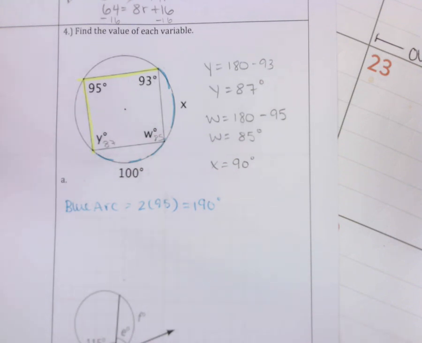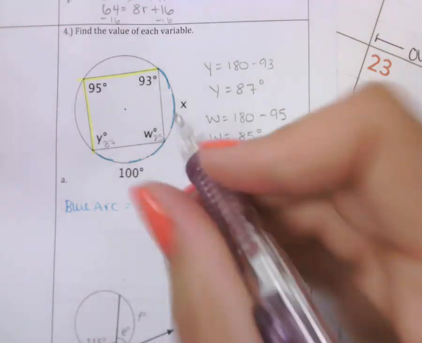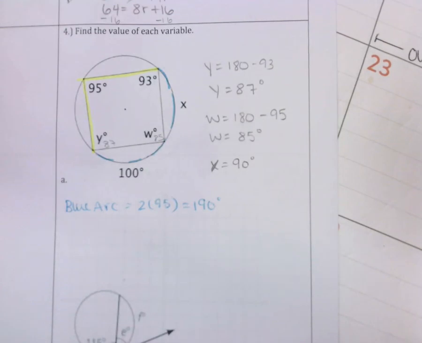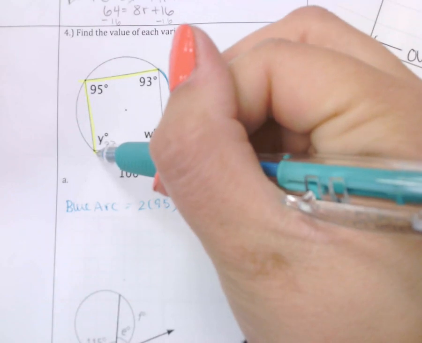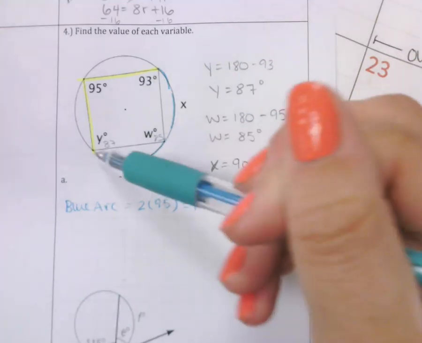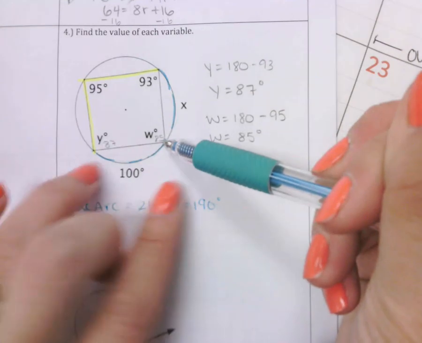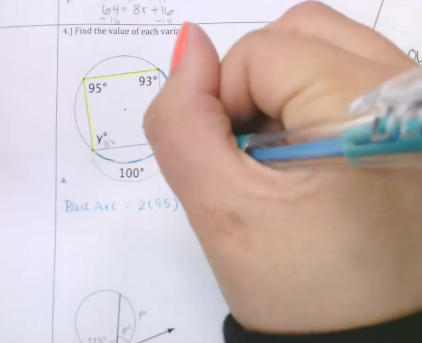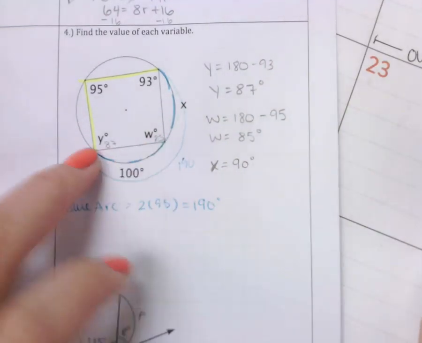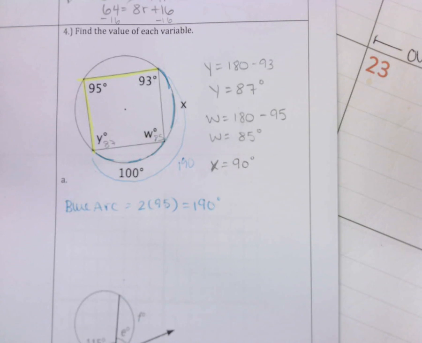So this may be a stupid question. Wait, but why is it... never mind, that's a stupid question, figured it out. Okay, wait, no, why is it 90? Wouldn't it be 95? So this arc from here all the way to here is 190. And then this little piece is 100. So this would have to be the leftover. So if this whole thing is 190 and this is just 100, then x is 190 minus 100.